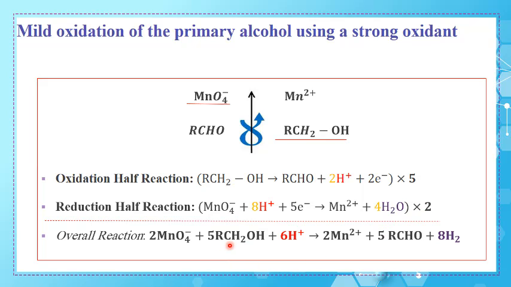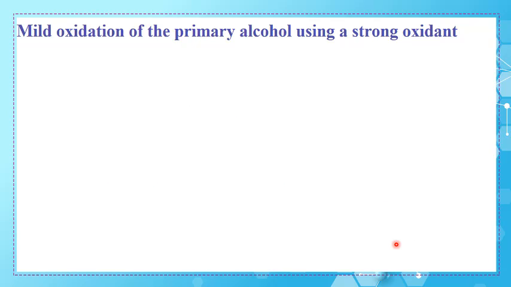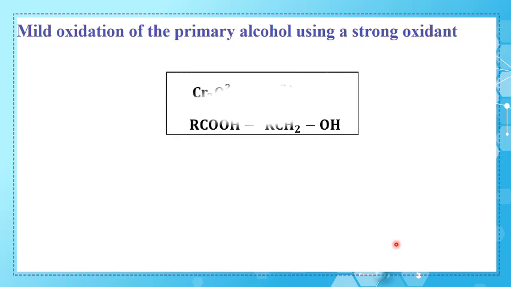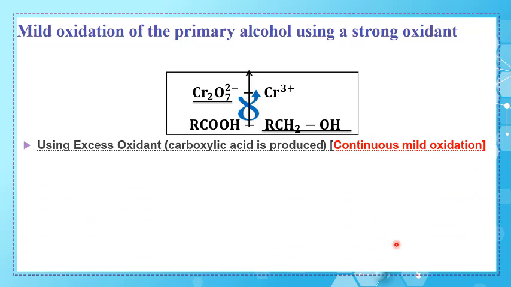So as I said, we had a primary alcohol that gives what? An aldehyde. Again, with the mild oxidation of the primary alcohol. Now we have to study this oxidation, but using this ion, Cr2O7 2-. Again, we have to apply the gamma rule, but in this case, we will not obtain an aldehyde automatically. We have to obtain, after all, a carboxylic acid. This is what we call continuous mild oxidation. So the final product will be a carboxylic acid. Why? Because we used an excess of oxidant.